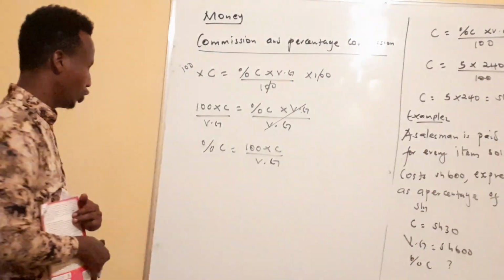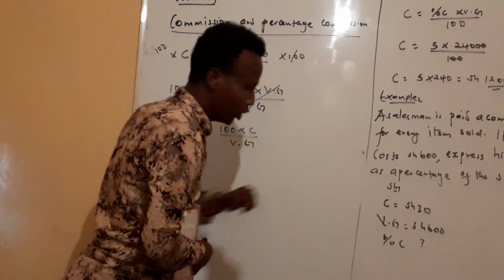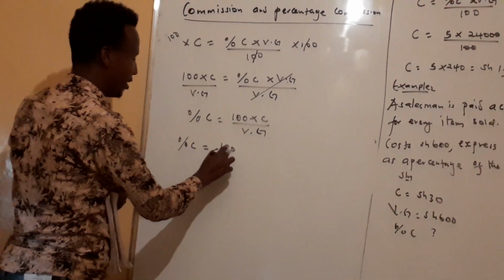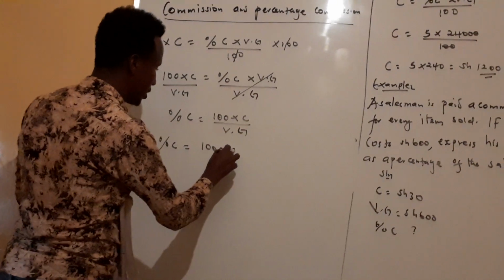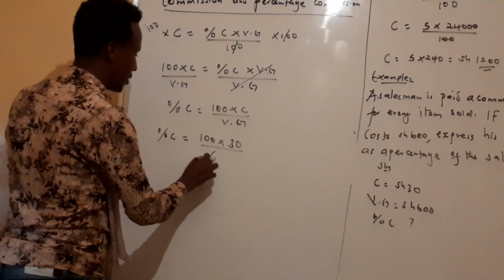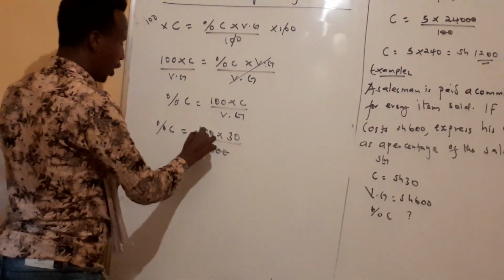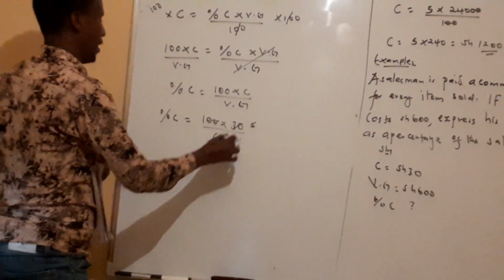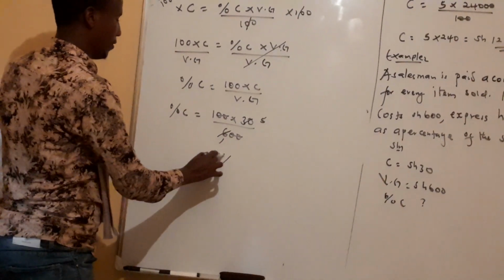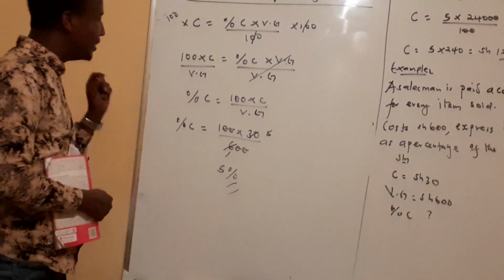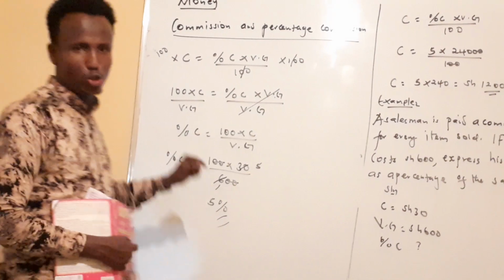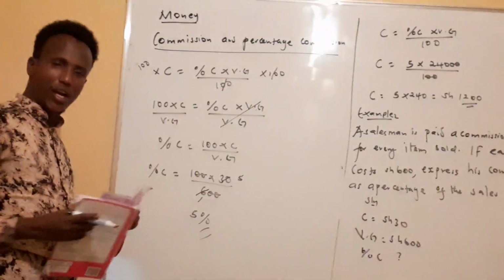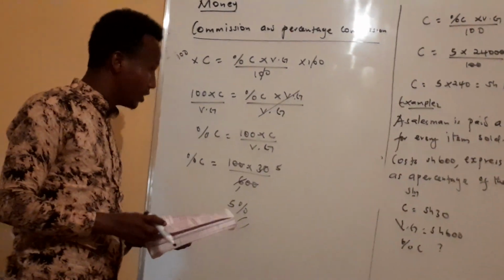Now you have the information here. Percentage commission is equal to 100 times my commission, which is 30, divided by 600. 20 and 20 will cancel. You are left with 6. 6 into 6, 1; 6 into 30, 5. So it will be 5%. This is the way of getting the percentage commission during examination. Check your time. Know how to derive the formula of getting the percentage commission.